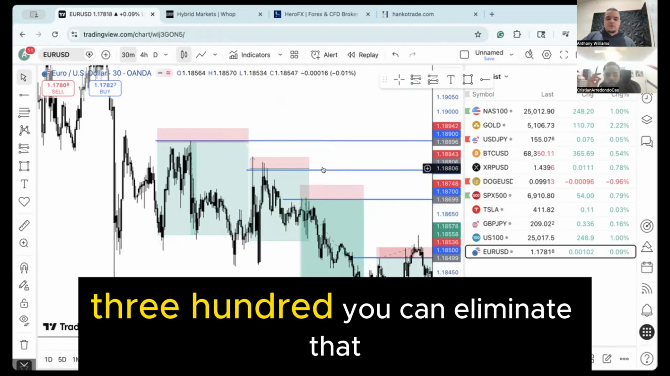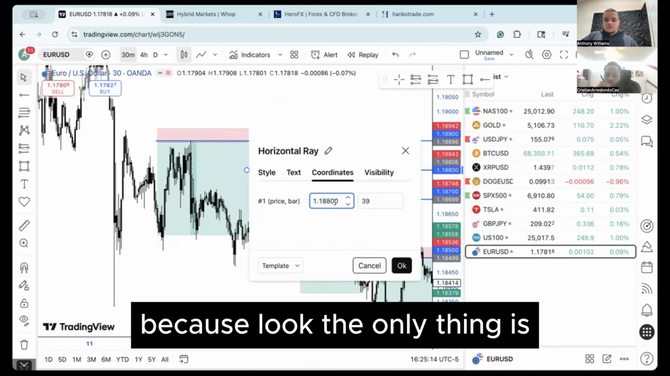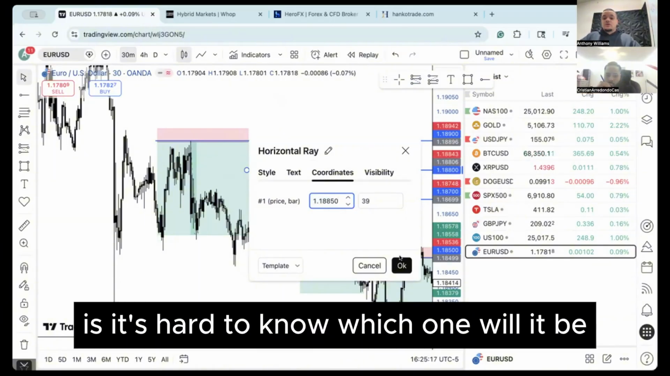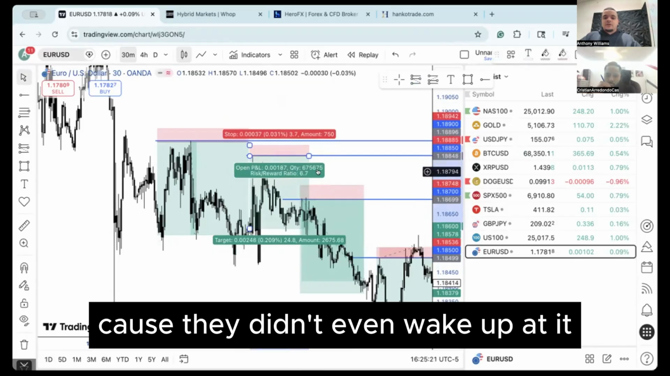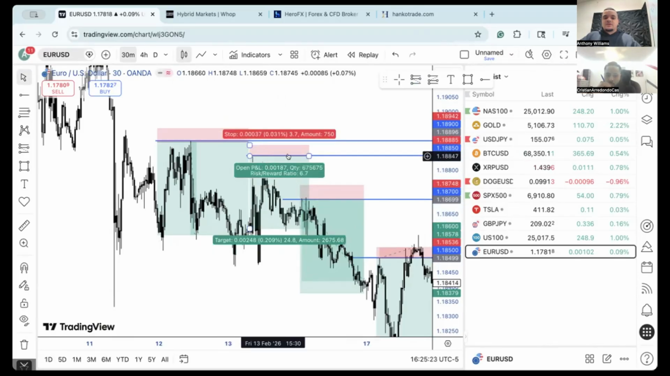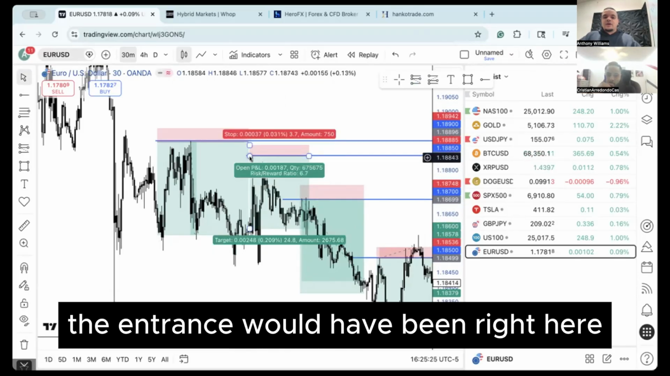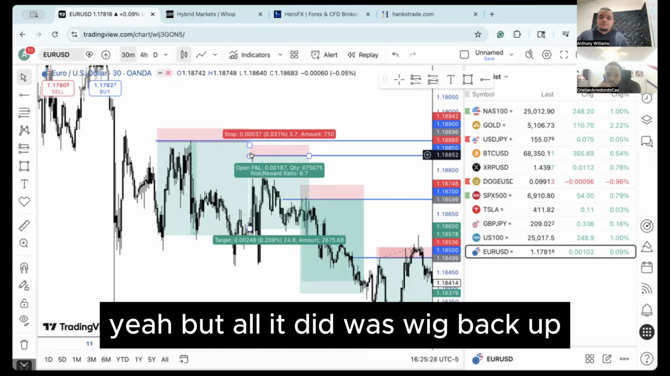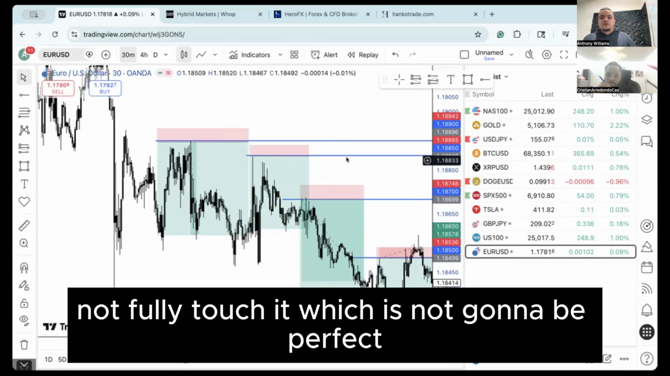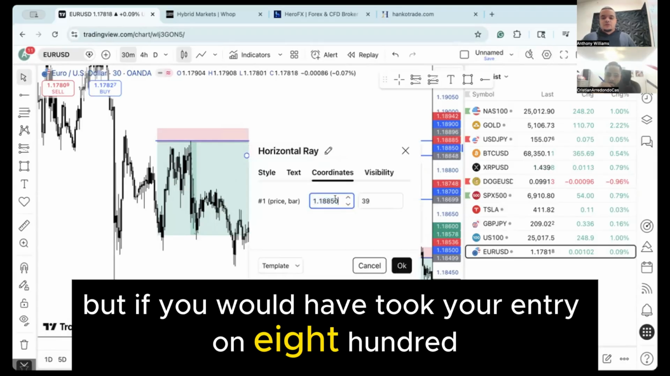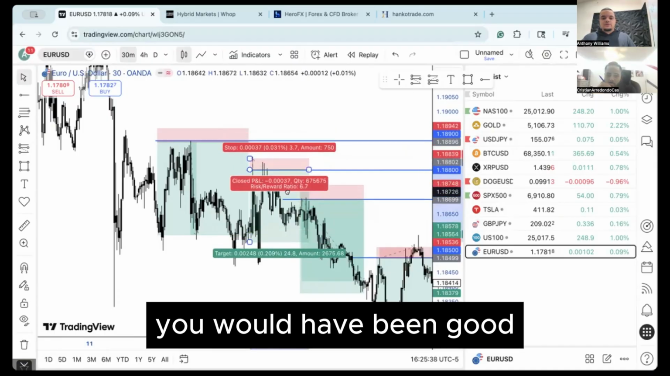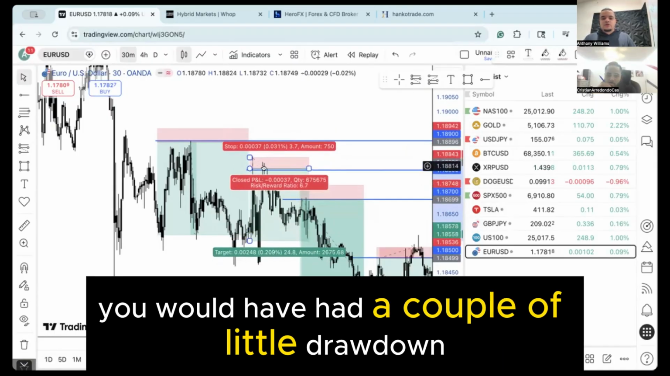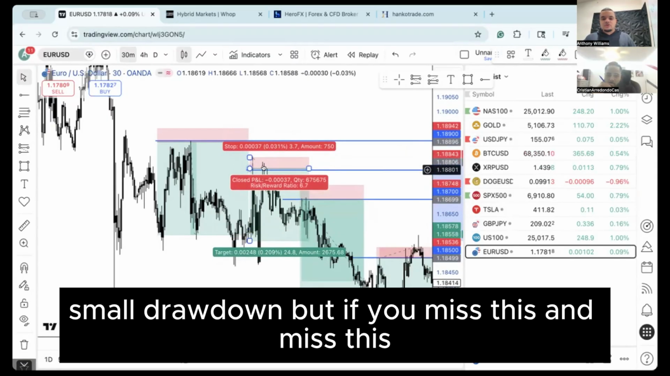The only thing is it's hard to know which one it will be, either the 150, see, because it didn't even wick up to it. It just wicks; the entrance would have been right here, which would have been perfect. But all it did was wick back up, not fully touch it, which is not going to be perfect. But if you would have taken your entry on 800, you would have been good. You would have had a little drawdown, and it's just small. It's only 3 pips, small drawdown.